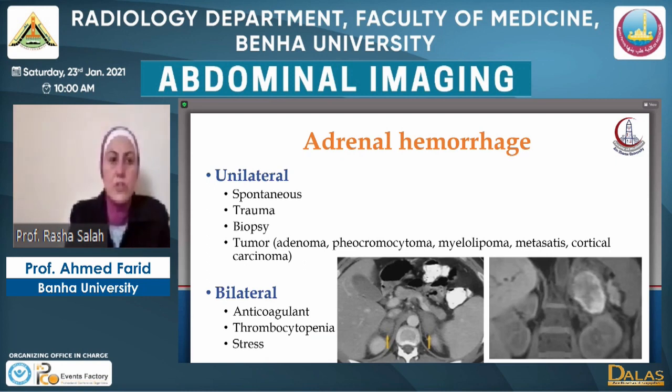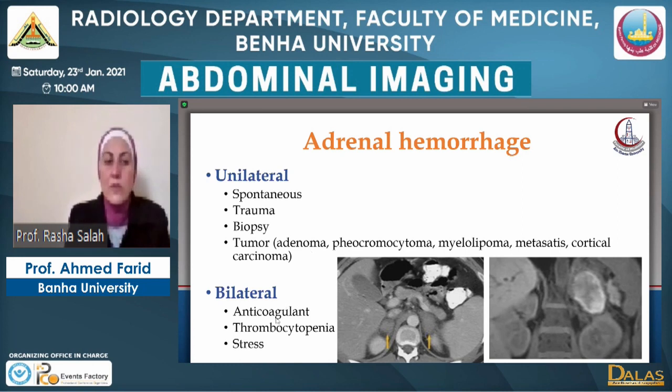Adrenal hemorrhage could occur unilaterally or bilaterally. There are multiple causes for adrenal hemorrhage. The most important cause is trauma, especially if it is unilateral, and spontaneous adrenal hemorrhage could also occur, but it is more common in the pediatric age group. Adrenal hemorrhage also occurs in tumors, either benign or malignant. They could have components with hemorrhagic changes inside.